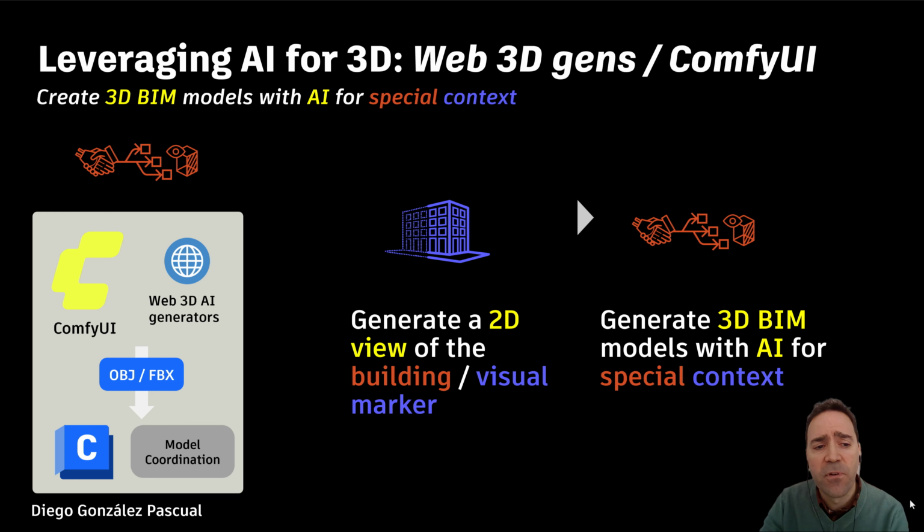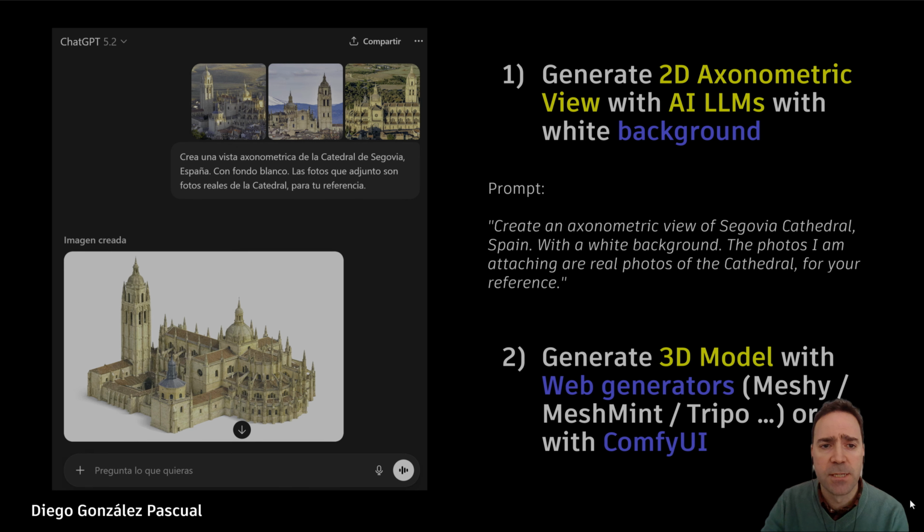In this case, I'm focusing on using ComfyUI or other different web 3D AI generators so that you can get an OBJ or FBX, two different 3D model formats that you can also federate on model coordination. So let me explain the process.